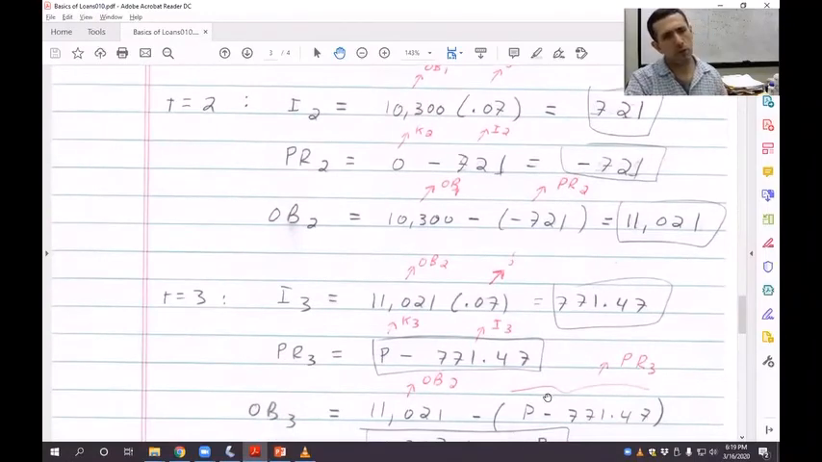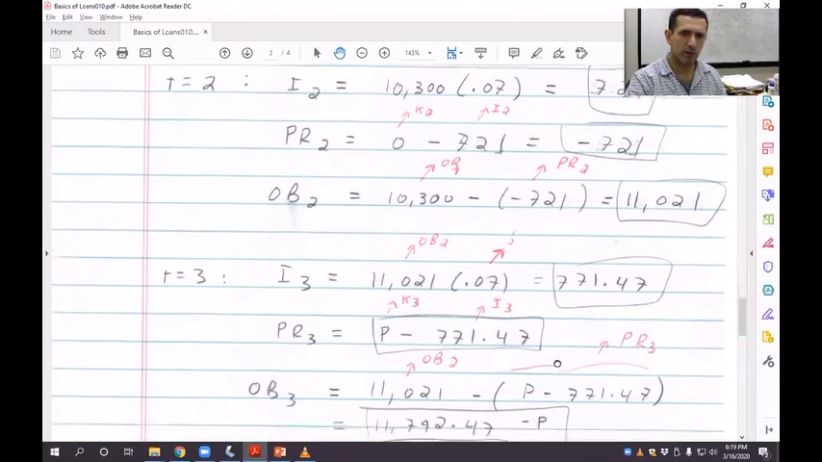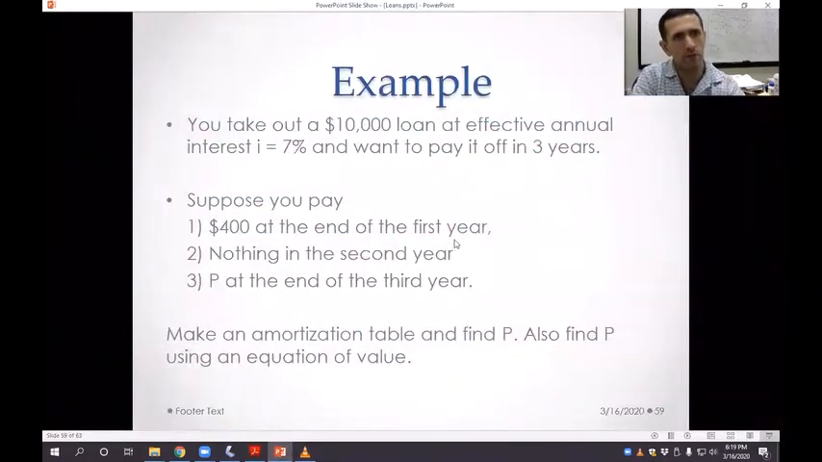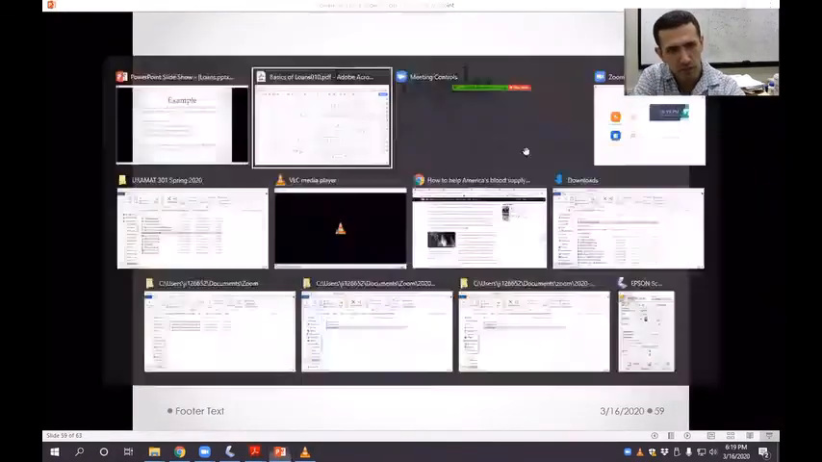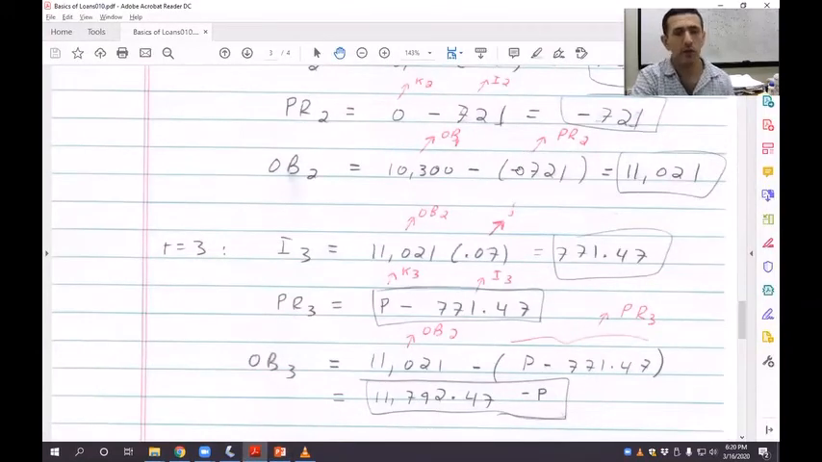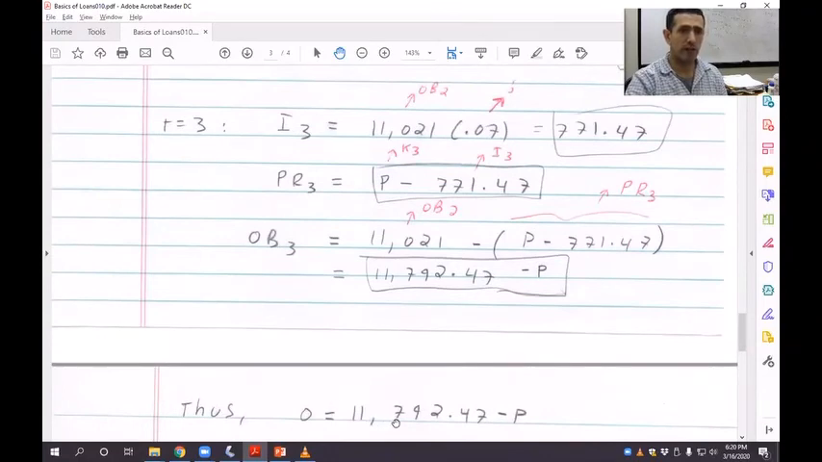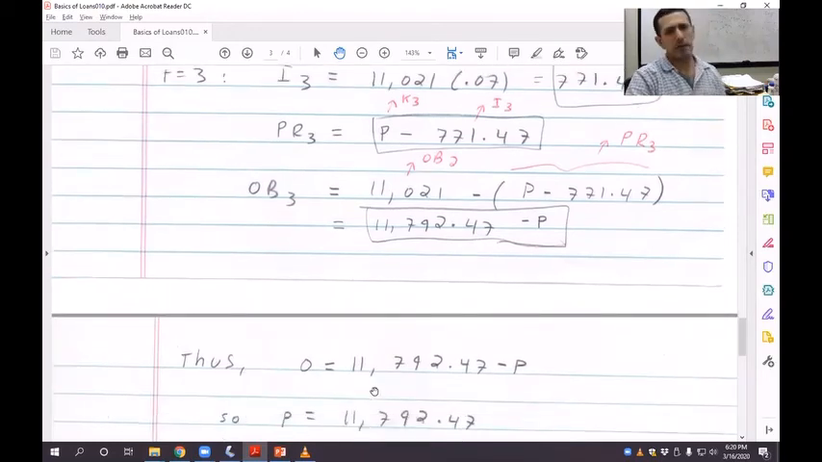Okay, so dump into our formula for the outstanding balance at the end of the third year: OB3 equals OB2 minus PR3, and that becomes $11,792.47 minus P. But the problem states that we're paying it off in 3 years. So that means OB3 has to be 0. We're paying off the loan in 3 years. So 0 is $11,792.47 minus P. Bring P to the left-hand side, and we get P is $11,792.47.